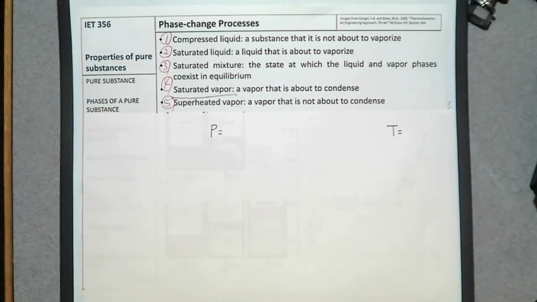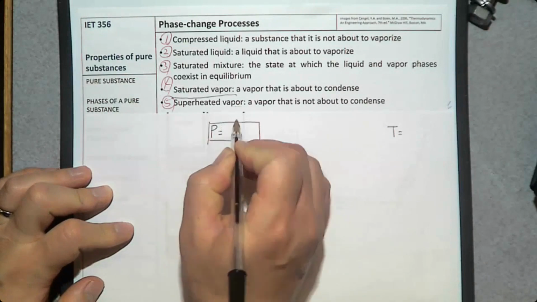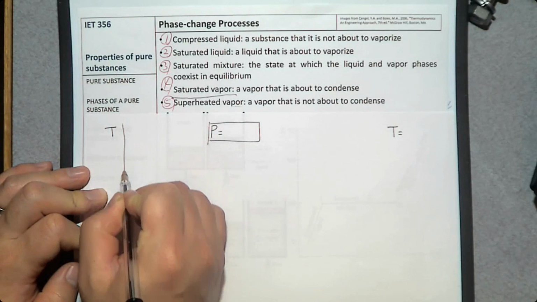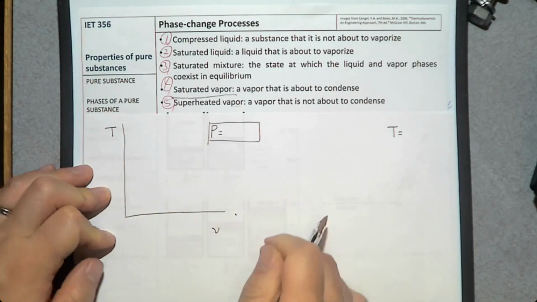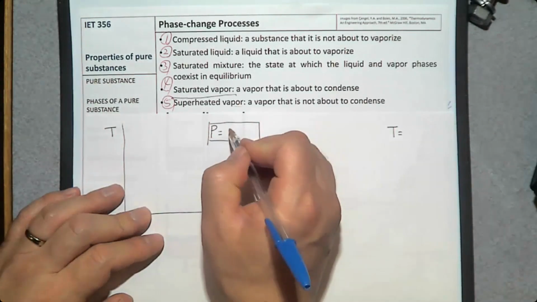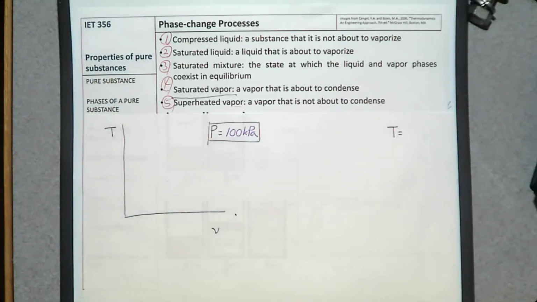By the way, you will know that there are 5 phase change processes: compressed liquid, saturated liquid, saturated mixture, saturated vapor, and superheated vapor. So if you know the pressure, you can make a PV diagram. So let's say the pressure is 100 kilopascal. Then the diagram looks like this.